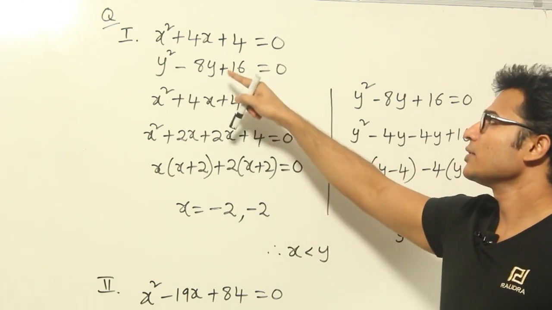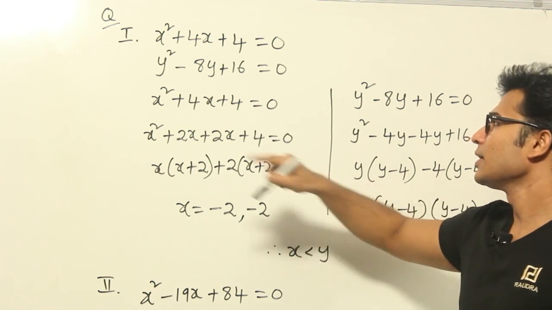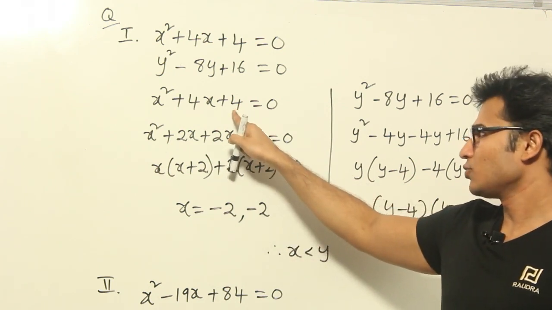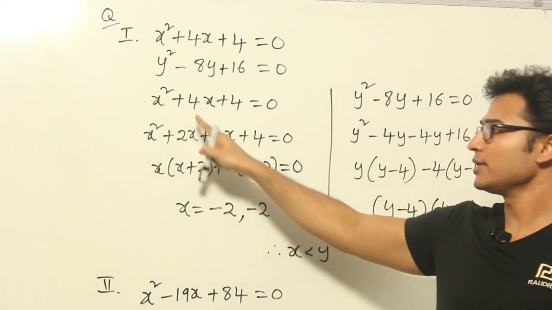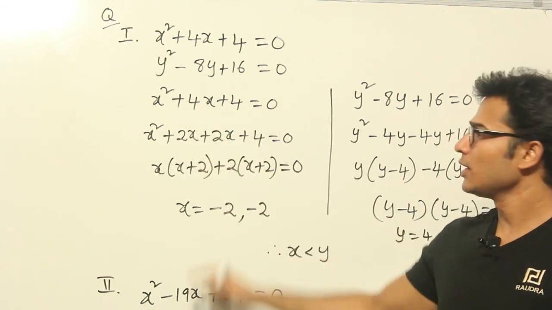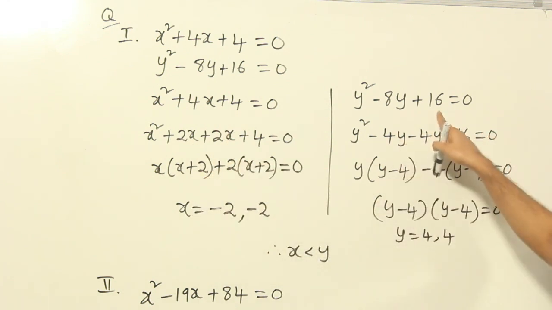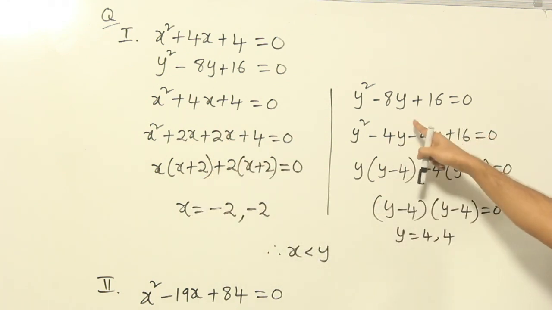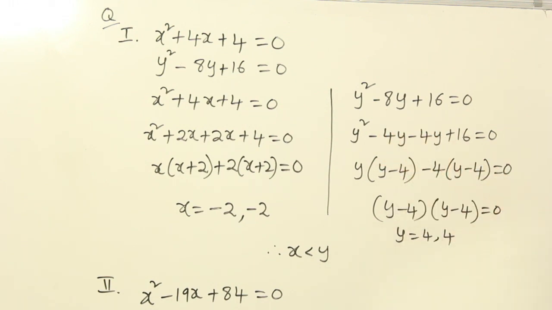So you can directly do it that way also, but I have used the factorization method and I'm writing it this way. The product of the two numbers has to be equal to 4 and the sum of the two numbers has to be equal to 4. In that case, the two numbers will be 2 and 2. Therefore, we got 2x here, right? And here, the product of the two numbers has to be 16 and the sum of the two numbers has to be minus 8. And minus 4 and minus 4 is what you got.